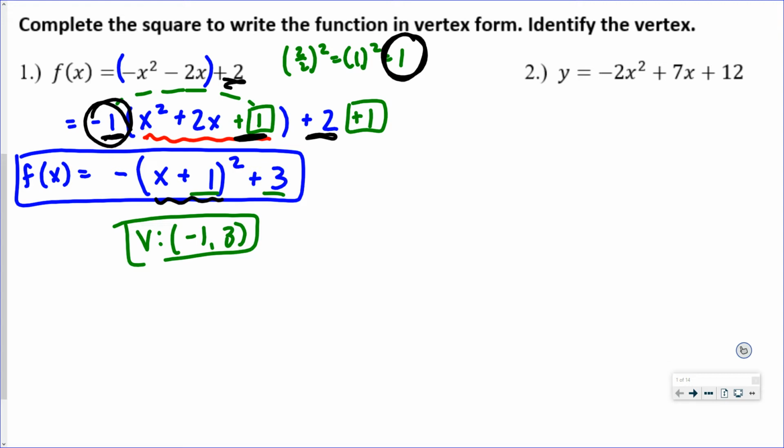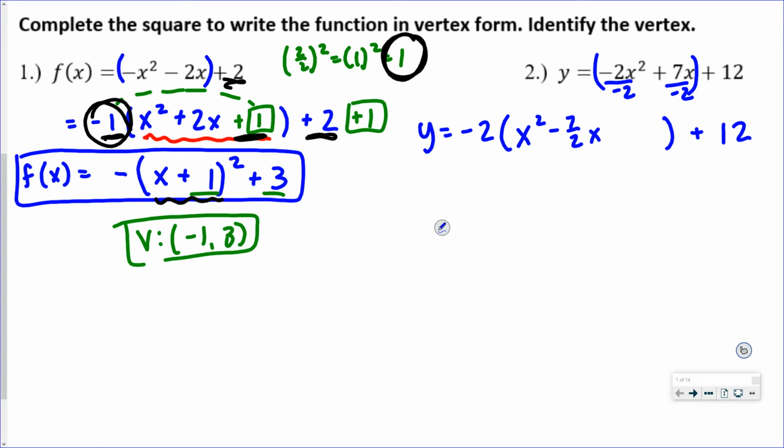Okay, so first step, group the x's. Do I have a 1 in front? No. So I need to factor out the -2. Now, when I factor something out, I'm dividing it out. So here I'd be left with -7/2 x. Leave yourself a big gap. Leave that 12 out here.